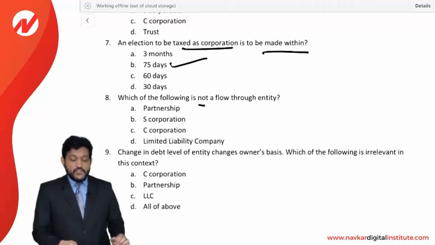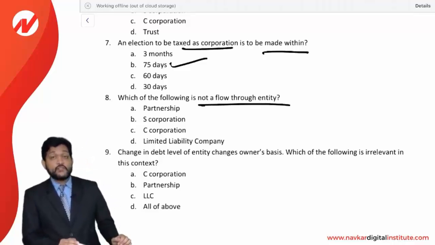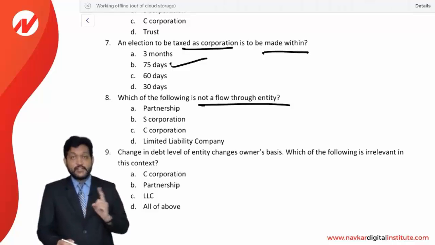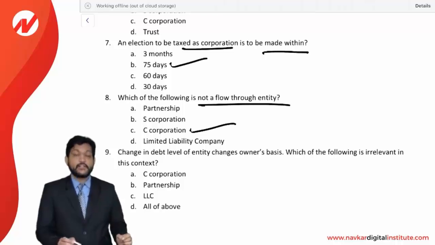Which of the following is not a flow-through entity? Partnership, yes, it is a flow-through entity. S corporation, yes, it is a flow-through entity. C corporation, it is not a flow-through entity. So C option is the correct answer.